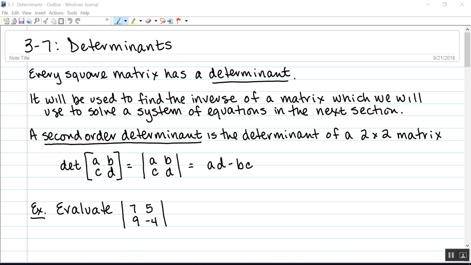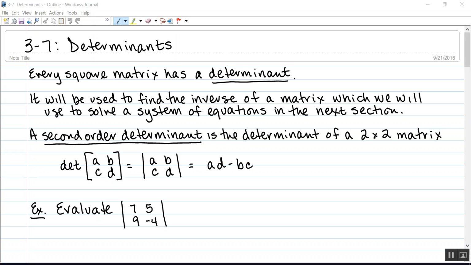But we can write it shorter this way by writing the elements in the matrix and using bars. Notice they're not the square brackets. They almost look like absolute value bars, but they don't mean absolute value. And to evaluate that to come up with one number, we do A times D minus B times C. Looks a lot like cross products. A times D minus B times C is the value of the determinant of a 2 by 2 matrix. So let's take a look at an example here.